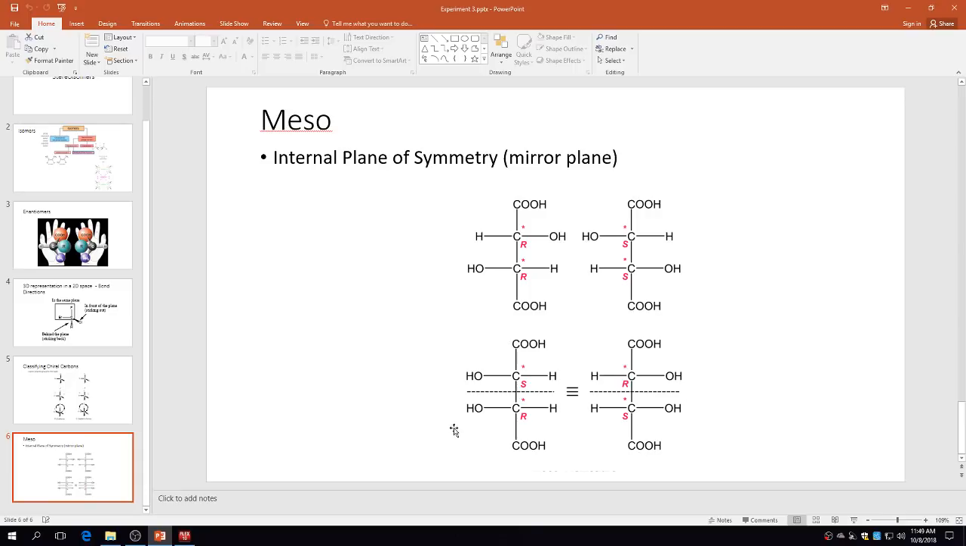Said another way, if a molecule has an internal mirror plane, where OH is here, carboxylic acid is here and here, H is here, and carbon is here and here, then the molecule is meso and it is not chiral. All right, and again, the only way to see this is to build the model.